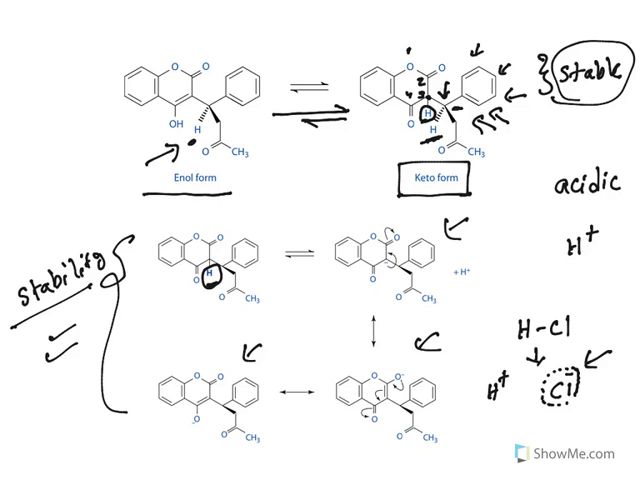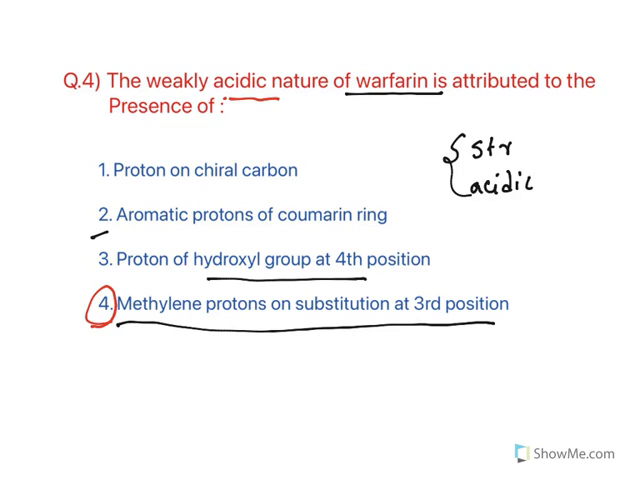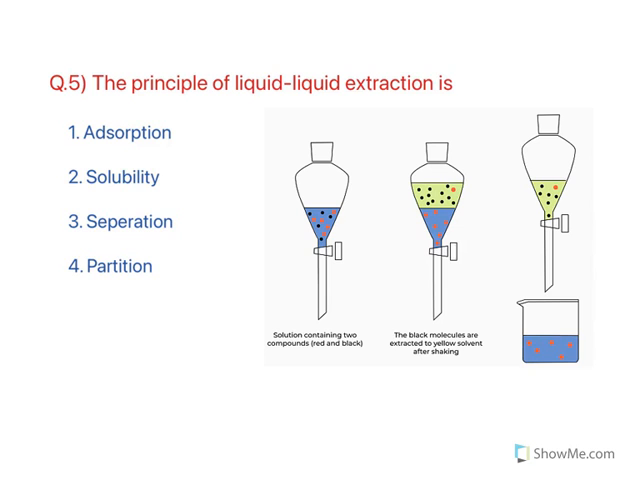The methylene proton at this 3rd position, 1, 2, 3, acts as an acid. So this is a concept oriented question, which to answer this you need to know the structure and you need to know the concept of acidity. Moving further, next question. Now from here onwards the questions are related to pharmaceutical analysis.